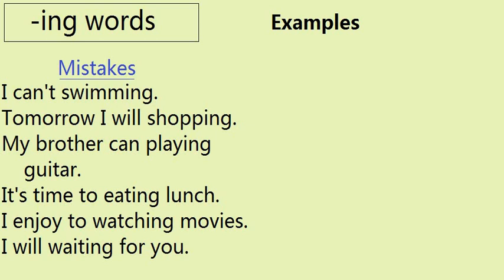All of them use the ing form of verbs, but we need to fix these in some way. We might have to change the verb or change the words around the verb to make them make sense. So the first one, "I can't swimming." That's not right. How do we change that? Then, "Tomorrow I will shopping." That's not right. "My brother can playing guitar."